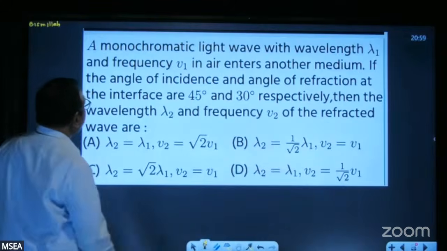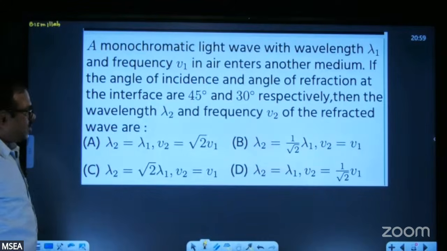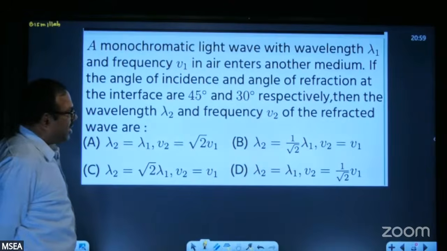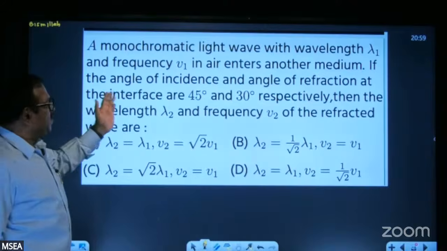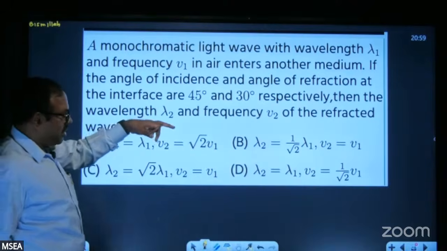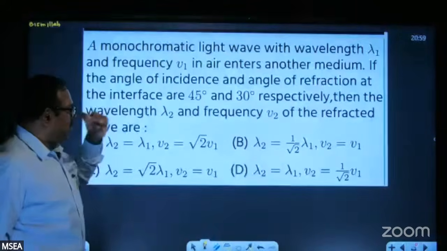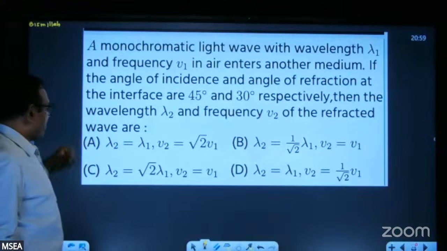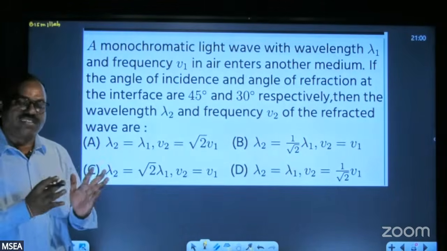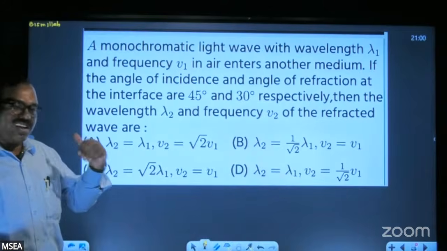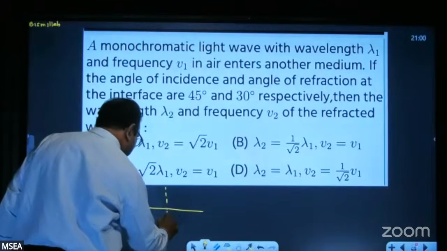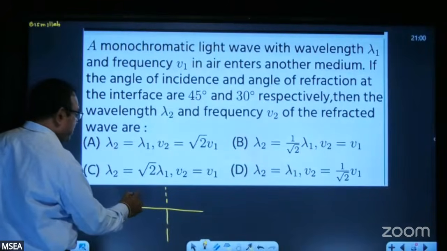Here, a monochromatic light wave with wavelength lambda 1 and frequency nu 1 in air enters another medium. If the angle of incidence and the angle of refraction at the interface are 45 and 30 degrees respectively, then the wavelength is lambda 2 and the frequency is nu 2 of the refracted wave. This is based on refraction. What concept is required to do this? Let us take the surface which divides the medium.